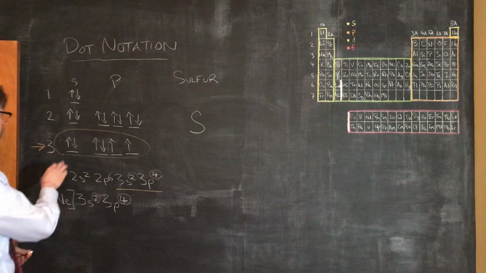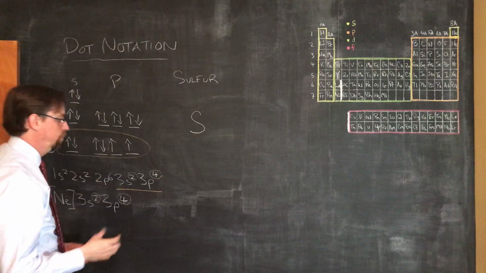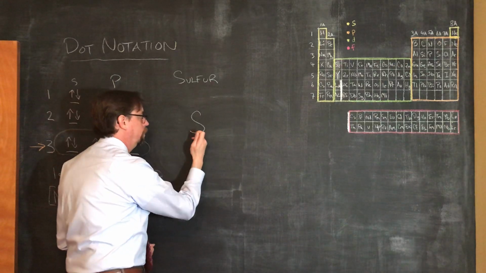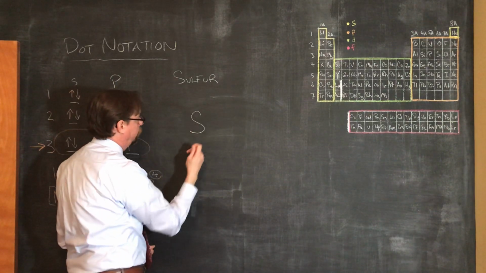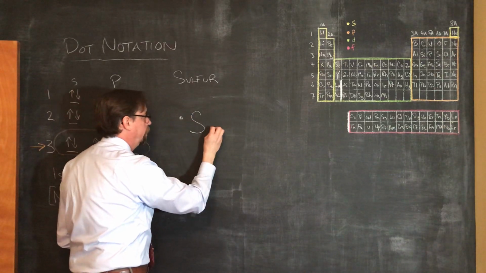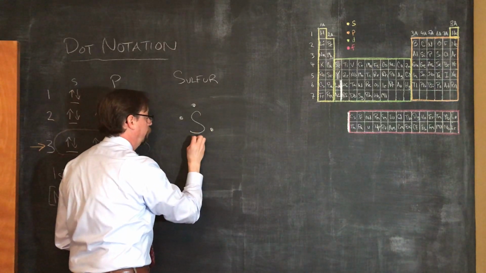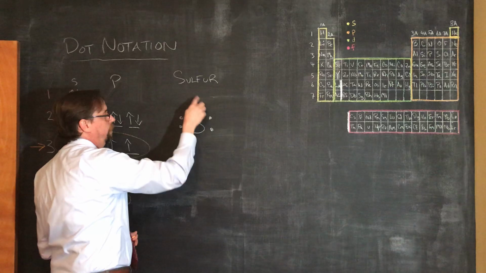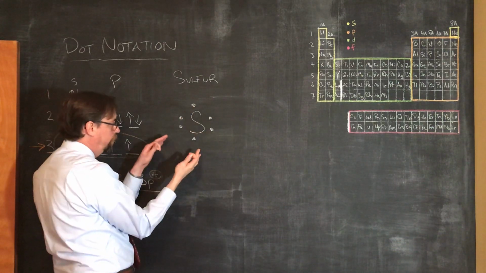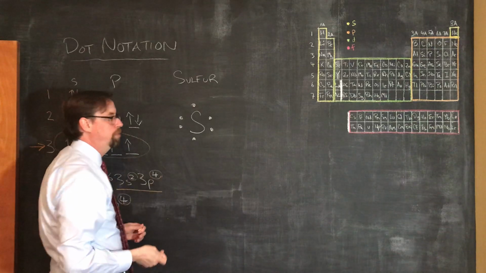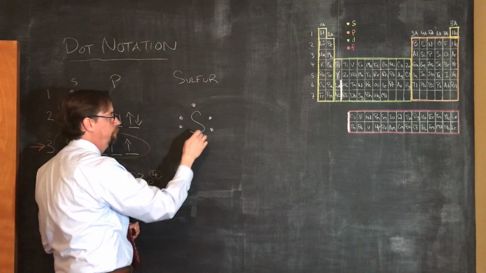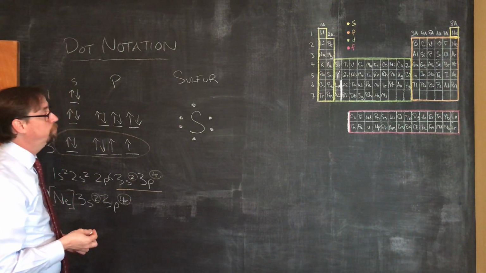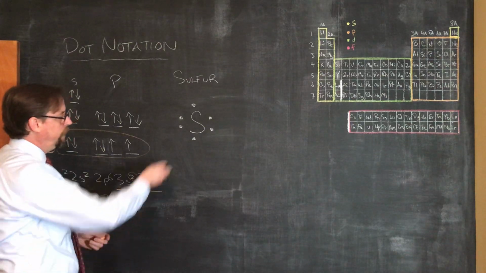How many outer shell electrons do we have? We have 1, 2, 3, 4, 5, 6. So we're going to put 6 dots in our dot notation. Think of it as putting 2 dots on each of the 4 sides of a box around the symbol. So 1, 2, 3, 4, 5, 6. The order doesn't matter, as long as you're not bunching them all up and you only put a maximum of 2 to a side. Typically you go 1, 2, 3, 4 and then double them up, but that's not super important. So that's the dot notation for sulfur, and it represents just the outer shell electrons.